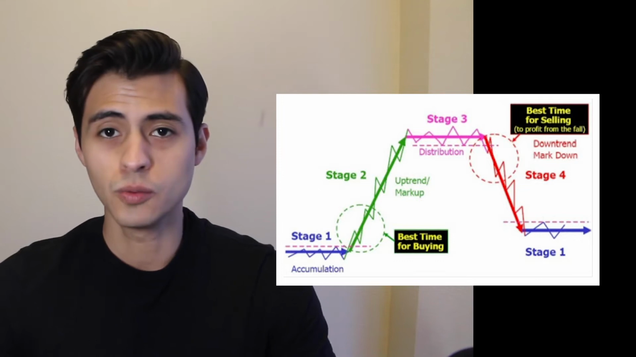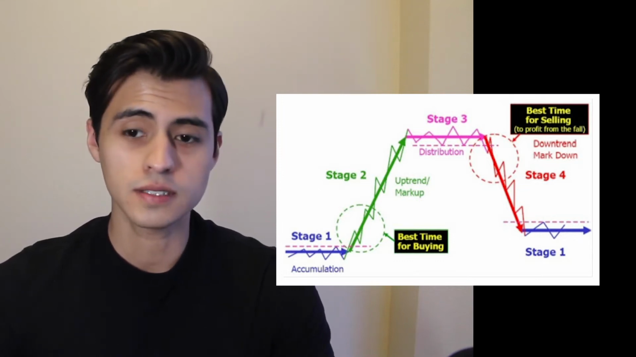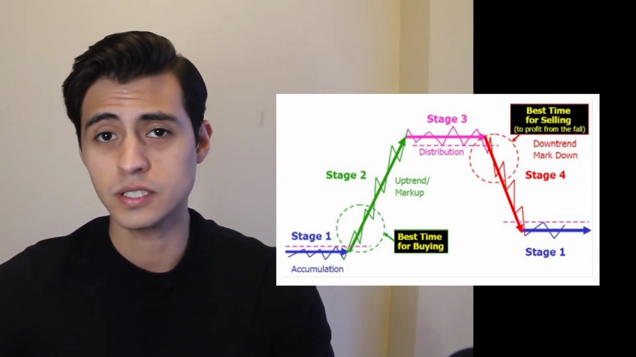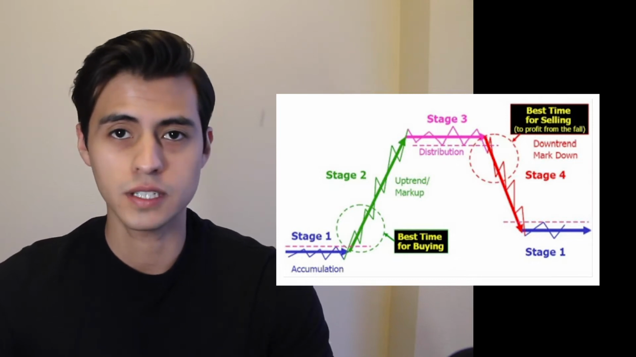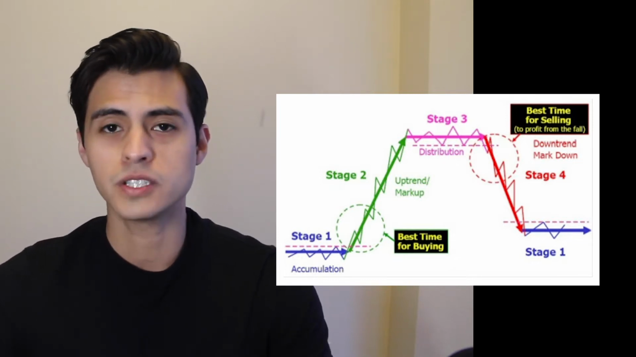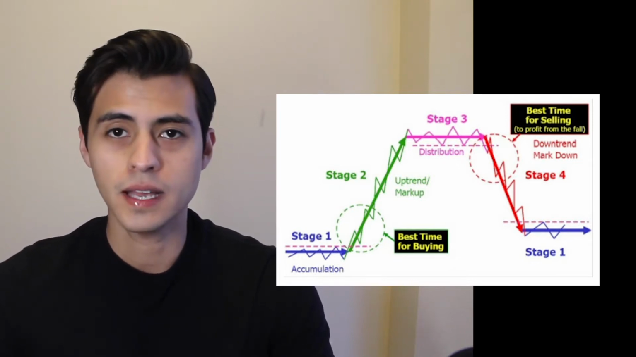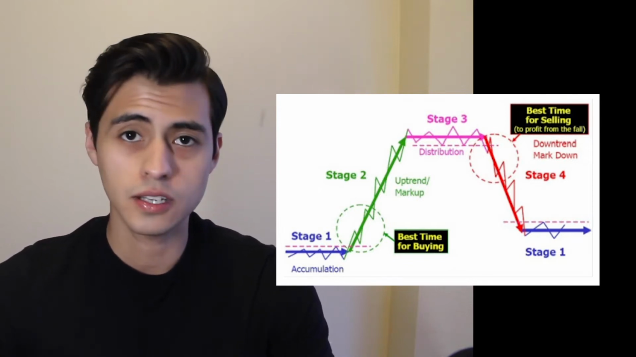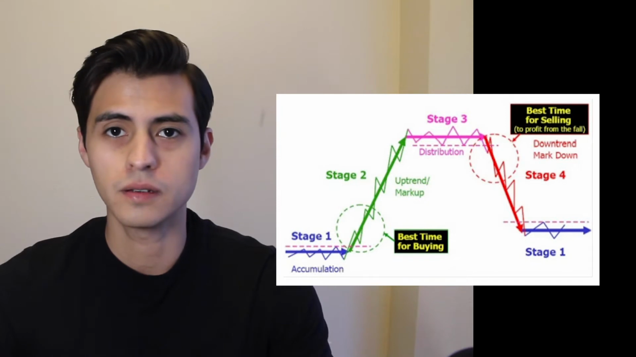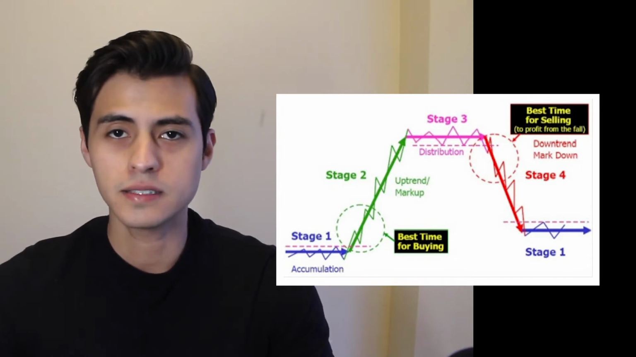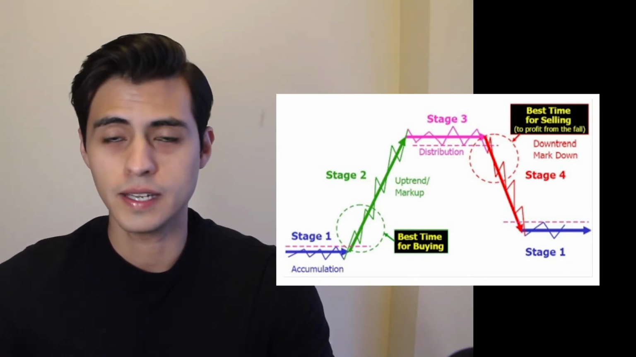Stage 1, which is accumulation. Stage 2, which is uptrend. Stage 3, which is distribution. And stage 4, which is a downtrend. So our job is to identify at what stage of the market cycle each stock is and try to execute on the breakouts or on the beginning of an uptrend, and then exit at the point where the downtrend begins.